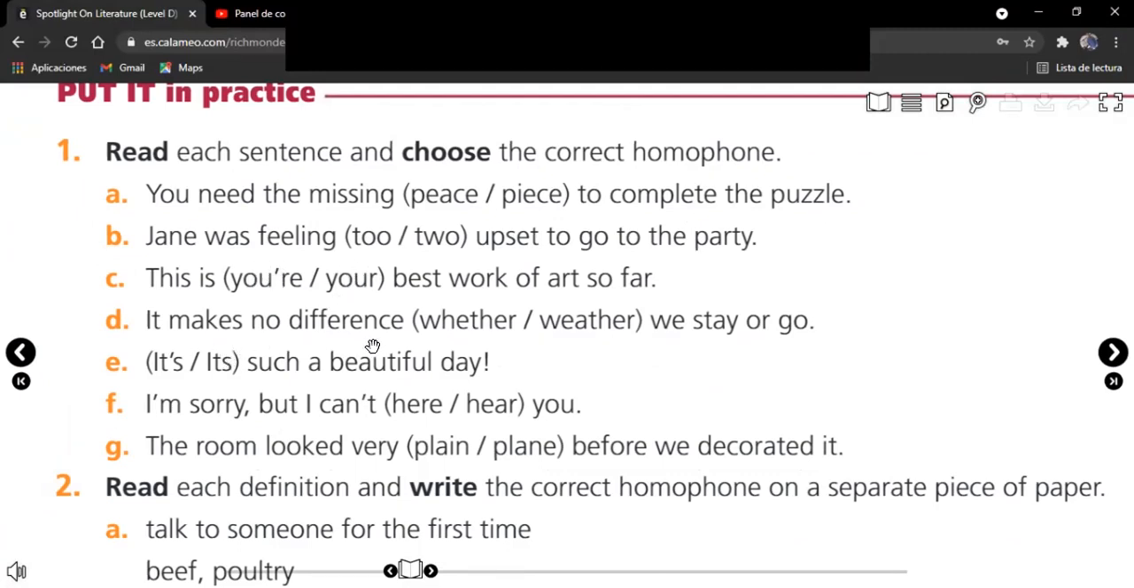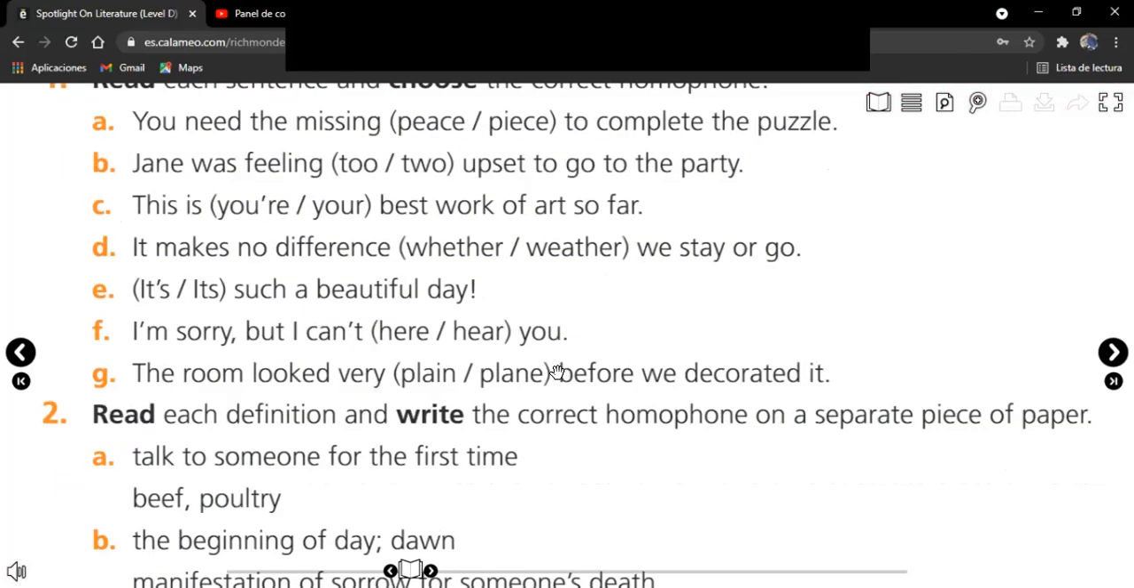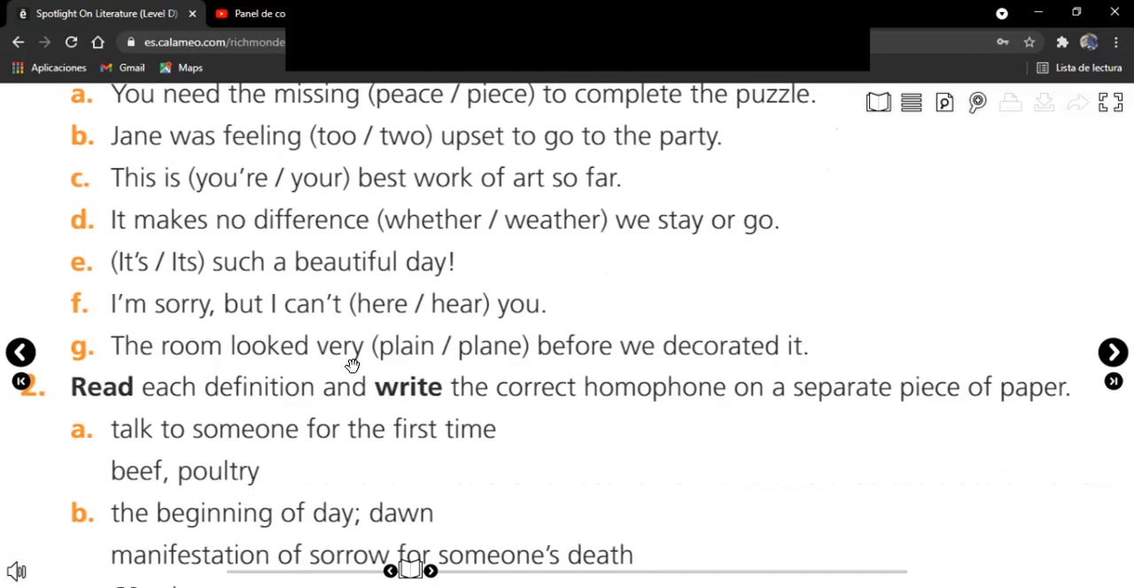It makes no difference whether we stay or go. It's this weather, not this one. It's this. It's, contraction of verb be, such a beautiful day. I'm sorry, but I can't hear you. Not here you, but hear you. The room looked very plain before we decorated.